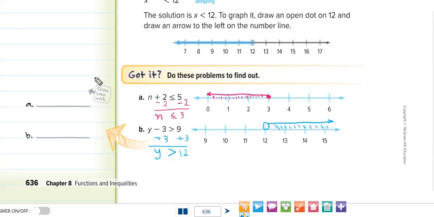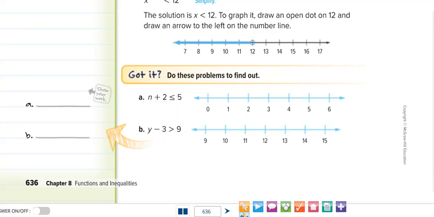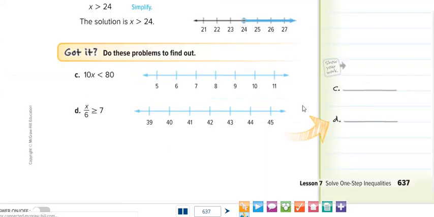Don't forget to solve here in the work zone. Now, moving on to the other page.